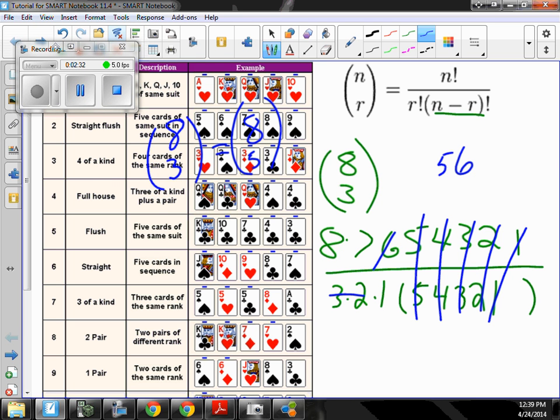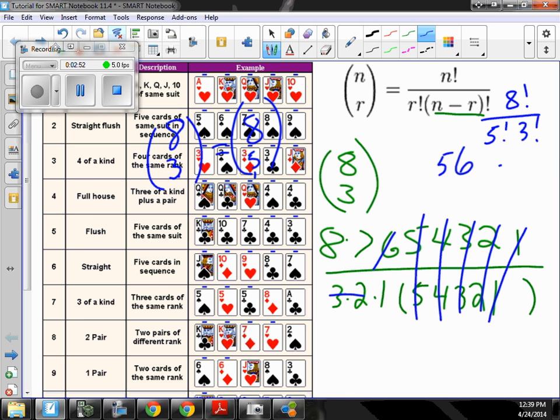So putting 3 in and leaving 5 out is the same thing. So putting 5 in is the same as putting 3 in. And in the formula, you can see that, because it would be 8 factorial over 5 factorial times 3 factorial. And no matter what order you put the 5 and the 3 in, you're going to get the same number.